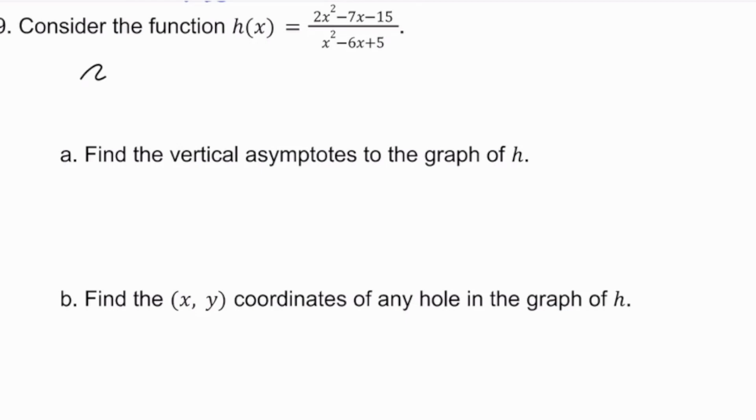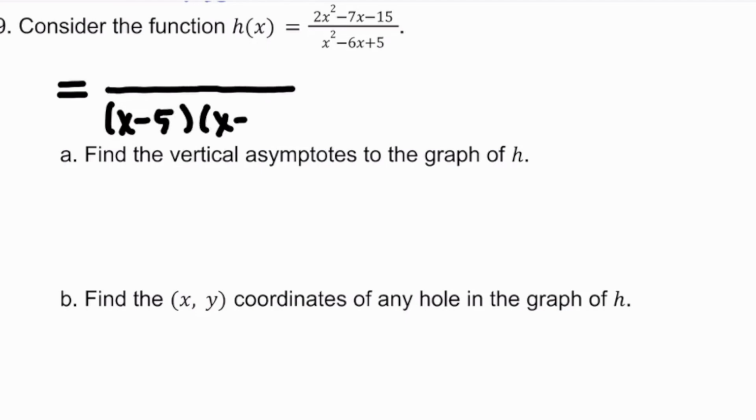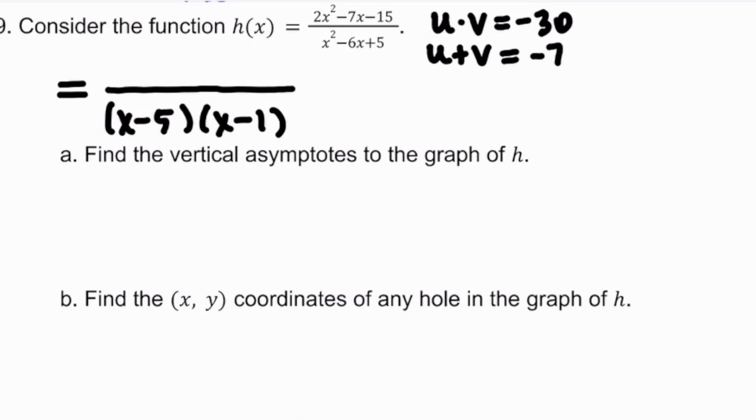If it's not factored for us already, we're going to need to factor it. The denominator looks easier to factor than the numerator to me, so I'm going to start with that. Factors of 5, it's got to be 5 and 1. If it adds to -6, that would be -5 and -1. In the numerator, I'm looking for two numbers that multiply to 2 times -15, which is -30, so u times v equals -30, while adding up to -7. That's going to be 10 and 3. I think it's going to be -10 and +3.